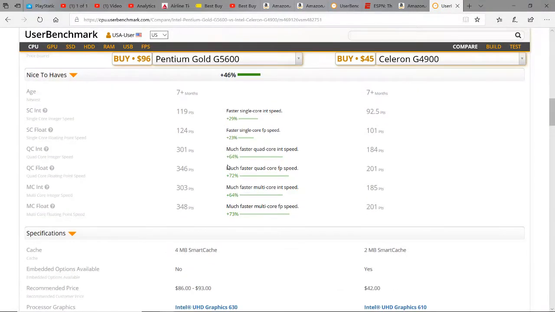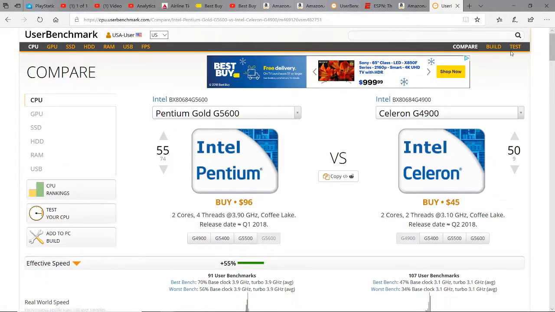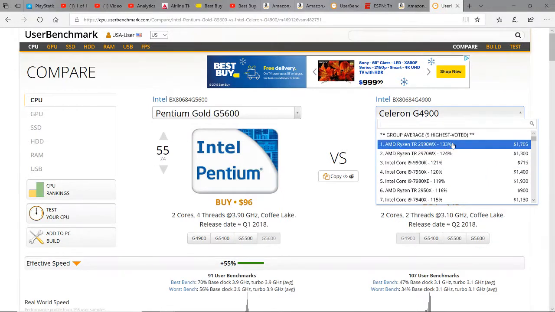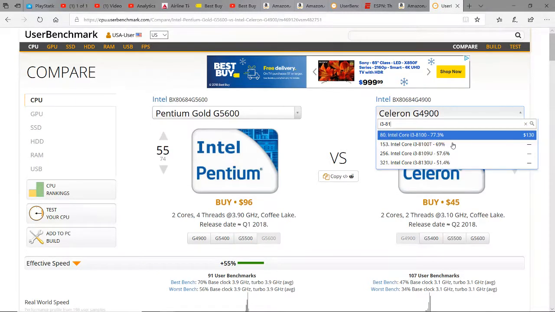Alright, so the other thing you see is how old these chips have been out. So this is really a great website. Alright, so let's go ahead and put in what is the base i3, which would be the 8100, which I have. And we'll change this out so you can start to see the changes that happen between generations.